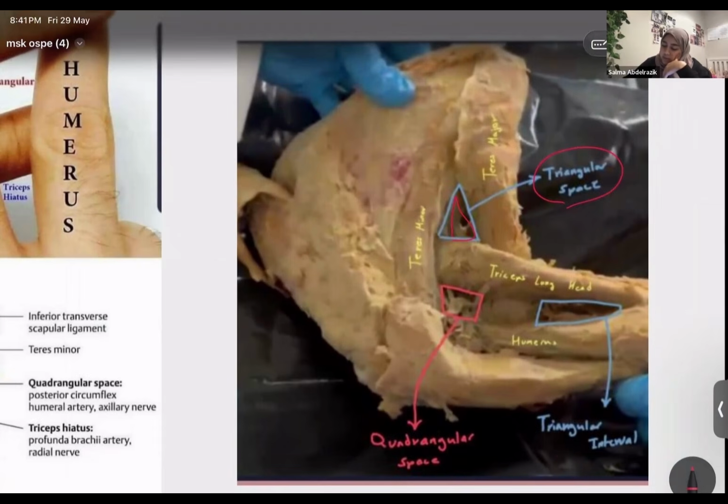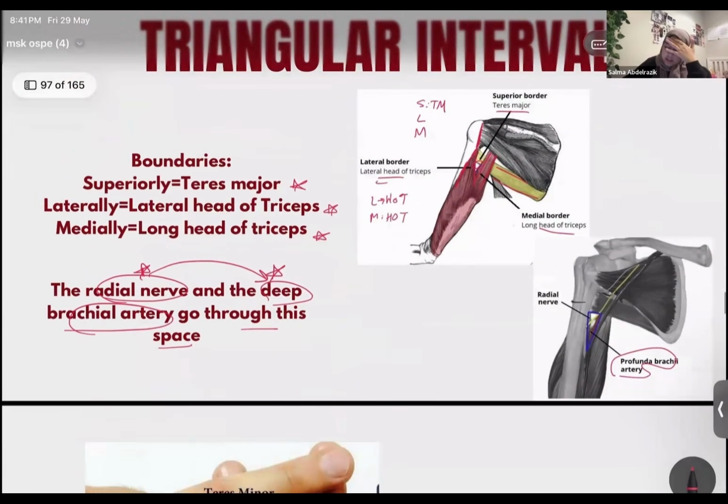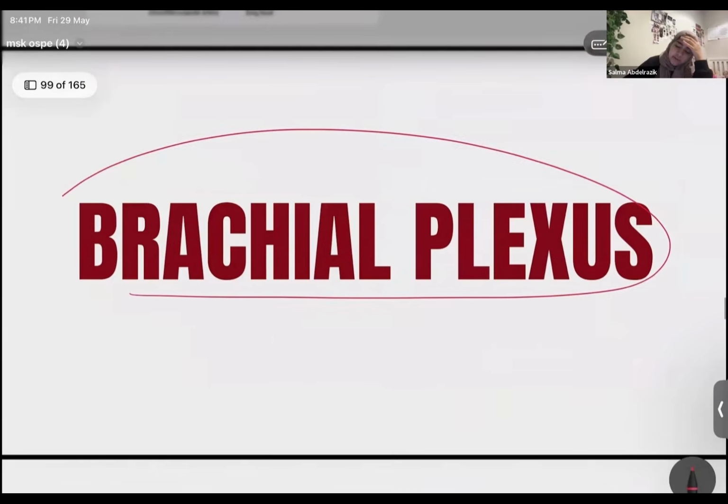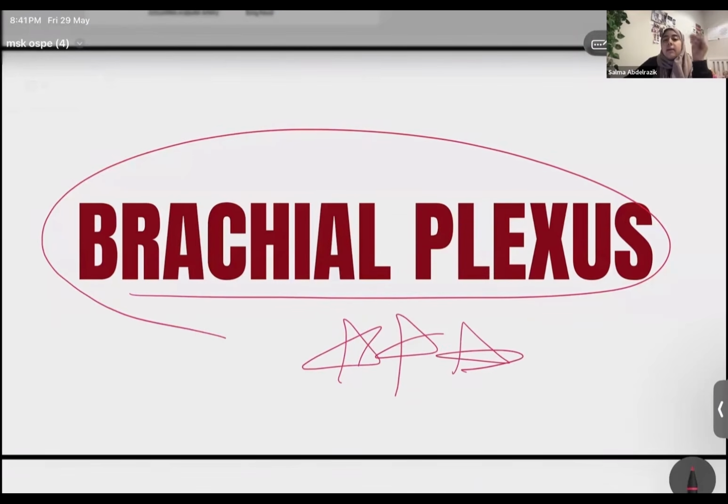We have a triangular space, triangular interval, triceps longer. The thing is, in everything we learned it in the humerus, but realistically speaking, it is the heads of the triceps. So, learn. Anyways, your favorite and my favorite and everyone's favorite, the brachial plexus.